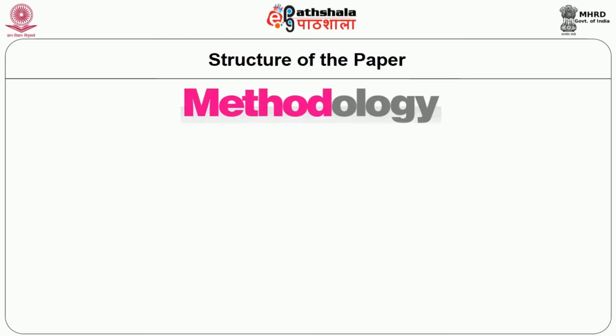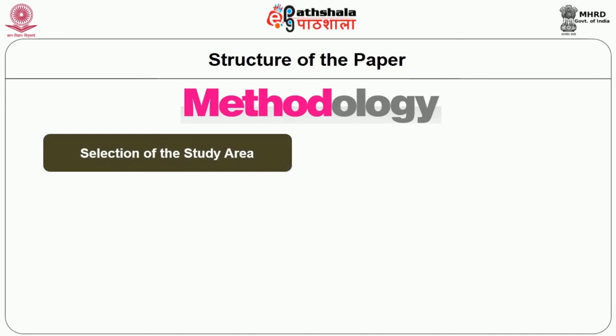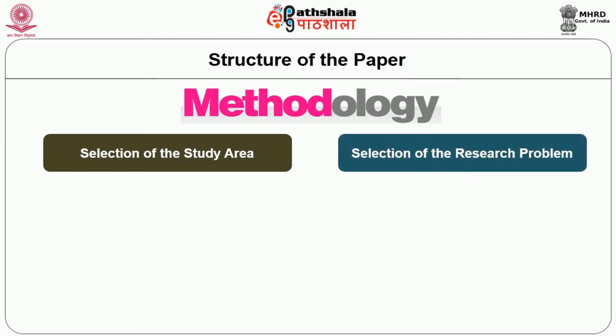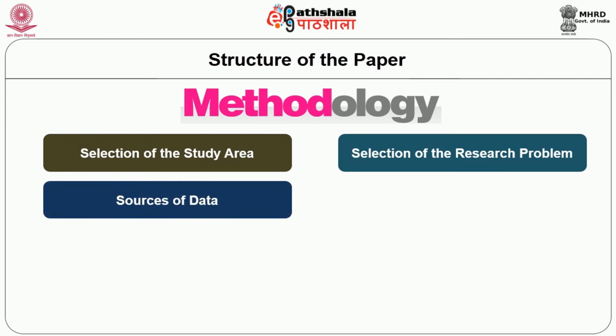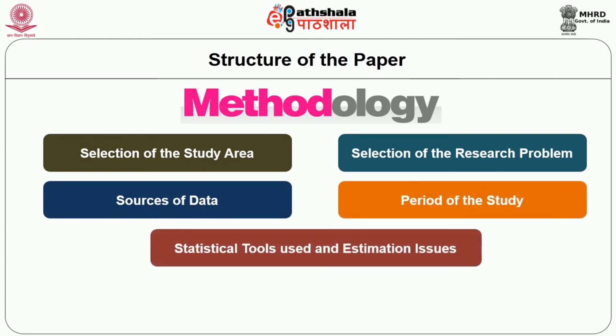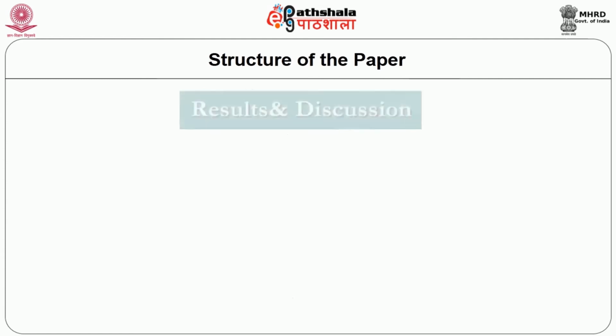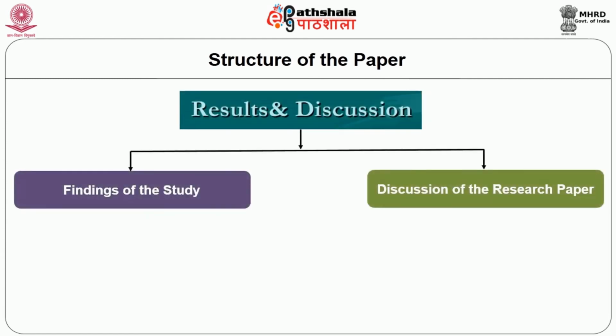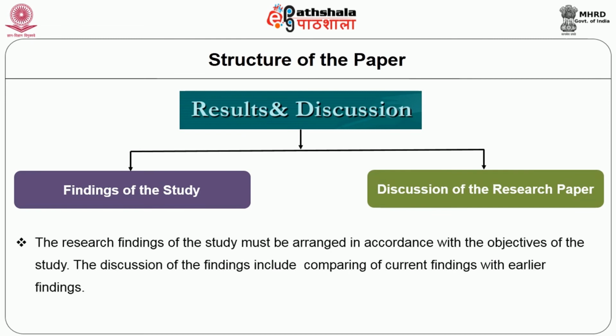Methodology. It consists of the selection of the study area or selection of the research problem, sources of data, period of the study, statistical tools used and estimation issues, definition of the terms used and limitations of the study. Results and discussion. It must include the findings of the study and discussion of the research paper. The research findings must be arranged in accordance with the objectives of the study. The discussion of the findings includes comparing current findings with earlier findings.